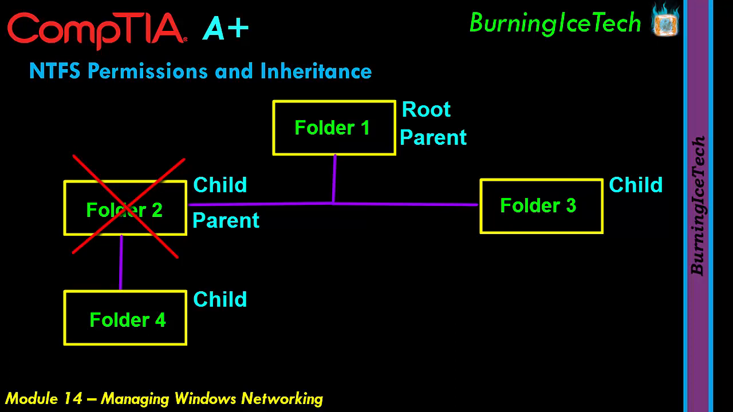So if I were to go back to folder 1 now and symbolize some sort of change, if I add or remove or change something, the children of folder 1 that still have inheritance turned on will inherit that. So folder 3 will inherit that change. Folder 2 will not. And if folder 2 does not inherit that change, what's going to happen to folder 4? Folder 4 will also not inherit that change. Because even though it's still got inheritance turned on, who is folder 4's parent? That, folks, is folder 2. And since nothing has changed on folder 2, nothing will change on folder 4.